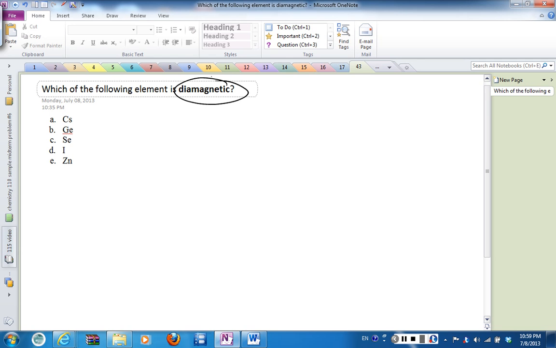Atoms or ions, based on their electron configuration, would have different responses when you put them into a magnetic field. Those that cannot be affected by the magnetic field are called diamagnetic. And the reason is usually because they don't have unpaired electrons. All the electrons are paired up and their spin cancels, and they won't be affected by the magnetic field.